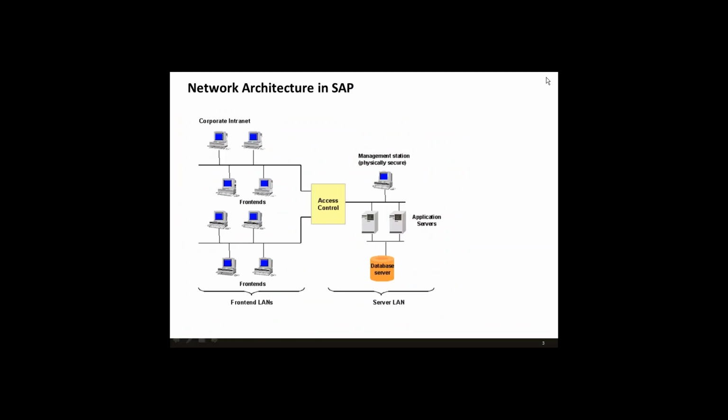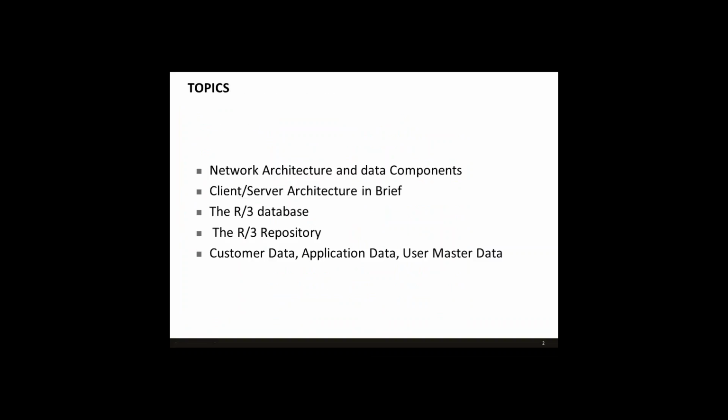So we'll be discussing a little bit in depth about network architecture and data components. What is client server architecture in brief? R3 database, R3 repository, custom data, application data, user data, master data. We would not be going for these topics, R3 repository, custom data, application data as of now. Those things come post the installation. Maybe we'll be discussing only till R3 database.